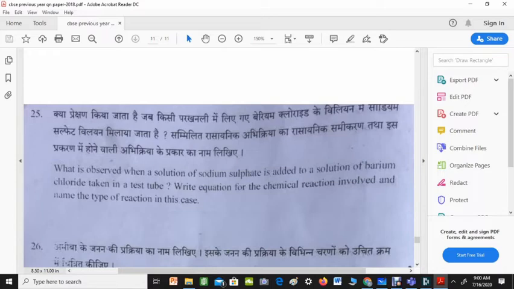So they have given three questions. First of all, you need to write the observation when you mix sodium sulfate and barium chloride. Second, you should write the chemical reaction in the form of an equation. Then the third question is, what is the kind of reaction involved?